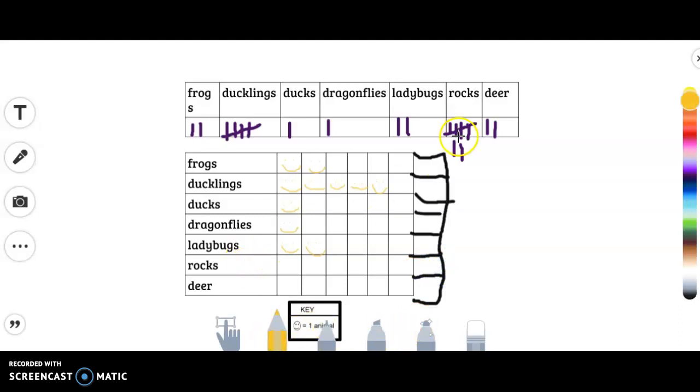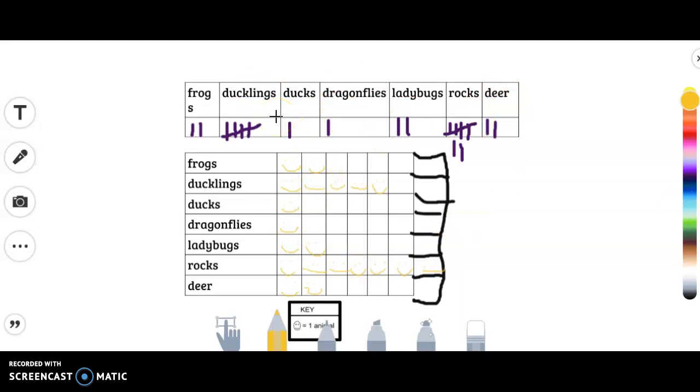Okay, so now we're at rocks. How many rocks did we have? 5, 6, 7 rocks. Oh, this is going to take me a minute. That was not a good smiley face, huh? It's really hard to draw like this. How many do we have? 1, 2, 3, 4, 5, 6, 7. Deer. There's only 2 deer. 1, 2. Okay, so now we have our picture graph and our tally chart.